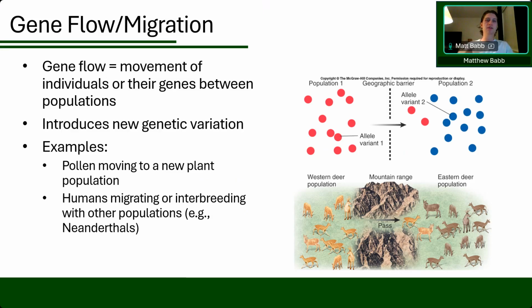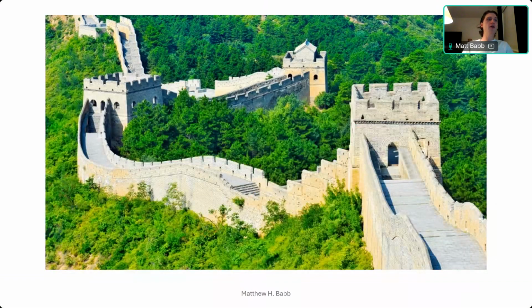Now, gene flow typically requires some geographic barrier, and good thing humans are quite good at making those. But there are other barriers that can actually prevent gene flow. Gene flow happens when individuals or their genes move between populations, but physical barriers, such as the Great Wall of China, can be created and actually restrict gene flow.